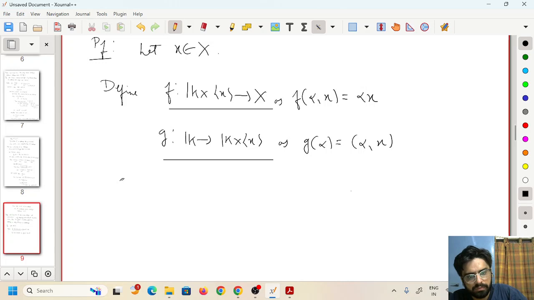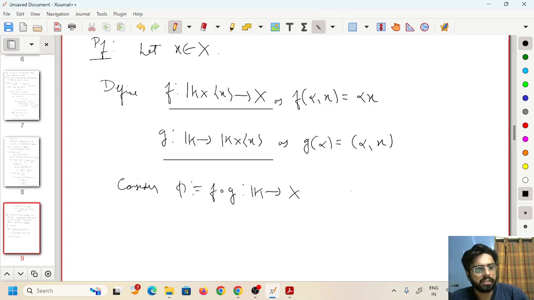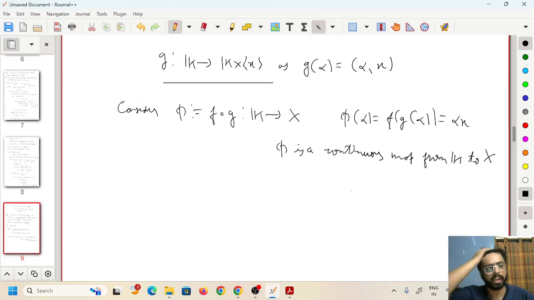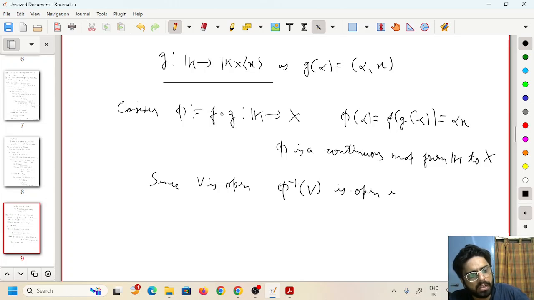Consider the composition of these two functions. Consider phi, which is defined as f composed with g, a map from K to X, where phi of alpha is equal to f of g of alpha, which is equal to alpha x. So this phi is a continuous map from K to X, right? Since V is open, phi inverse V is open in K. Since 0 belongs to V, we have 0 belongs to phi inverse V.